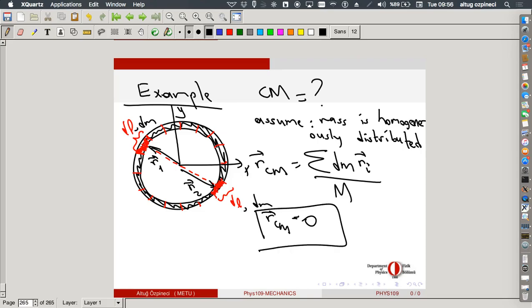So if I have this ring, the position of the center of mass of this ring, assuming, of course, that the mass is uniformly distributed, because with this assumption, I know that this dm is constant, so I can just take it out. If mass was not homogeneous, this is no longer true. This is only true if the mass is homogeneously distributed. So I know that the center of mass of this object is at the origin.